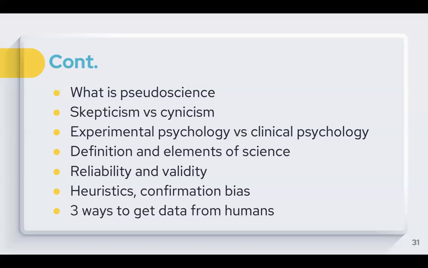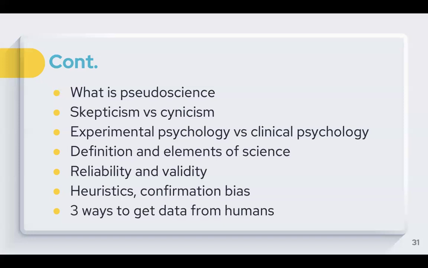All right, experimental psychology versus clinical psychology. Clinical psychology is where you're probably using therapy to help people, or you're using testing to get information from people. Experimental psychology is, like we talked about, doing experiments, and it really has very little to do with clinical therapy. You might use findings from experimental psychology to inform the practice of clinical psychology. We talked about the definition and the elements of science. We talked about reliability and validity.